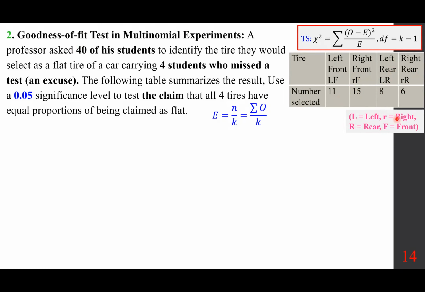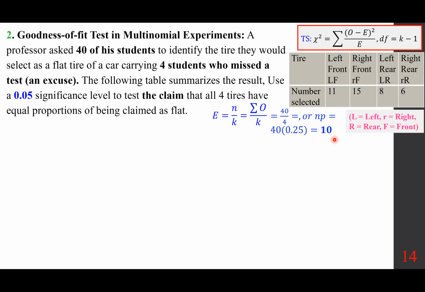So that makes it 4 categories because we have 4 different tires, and the degrees of freedom is k minus 1 or n minus 1. K is the number of categories, and E is n over k, summation of O over k. So let us start writing. First and foremost, we have 40 students divided by 4 number of tires. So, or n times p, each tire has a probability of 1/4 or 0.25, so times 40. Either way, we end up with the expected value of 10.